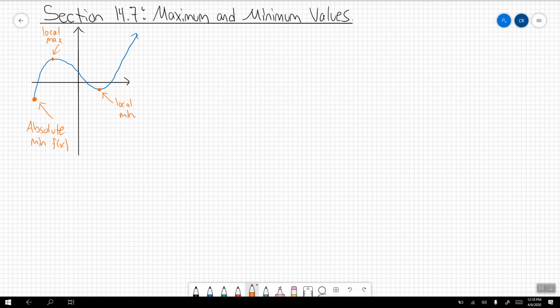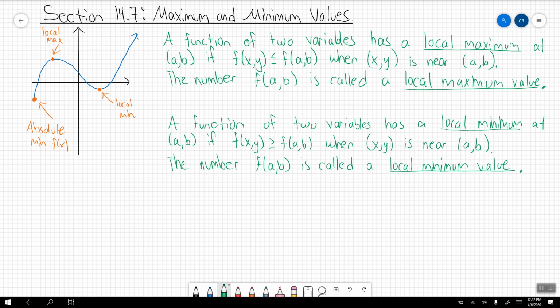Alright, so here's the definition that we're going to be working with. This definition says that a function of two variables has a local maximum at the point (a, b), which is a point in the domain of the function, if, when we evaluate that point in the function, it is the highest point around that region. That's what this symbol says here. The number f of (a, b), in other words the z value, or the output of the function when evaluated at the given point in its domain, is called the local maximum value.